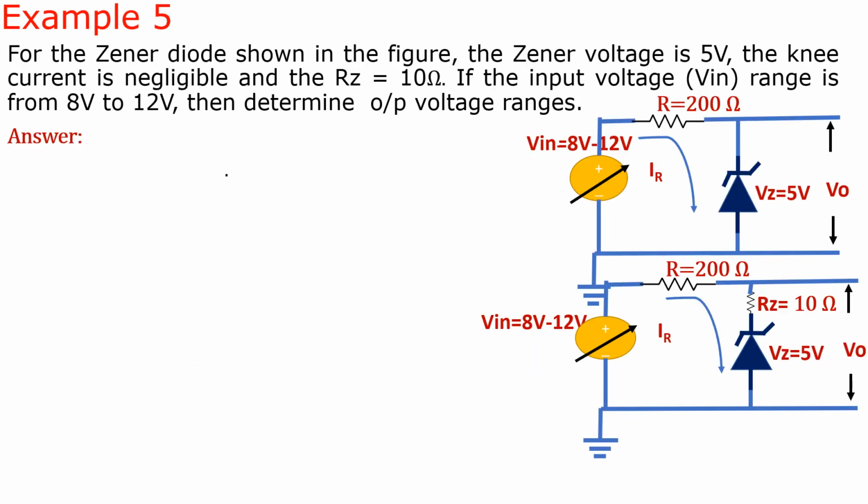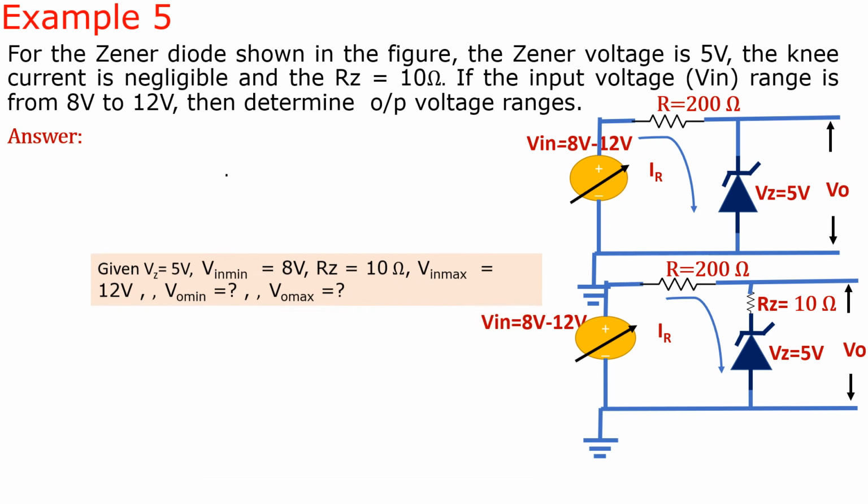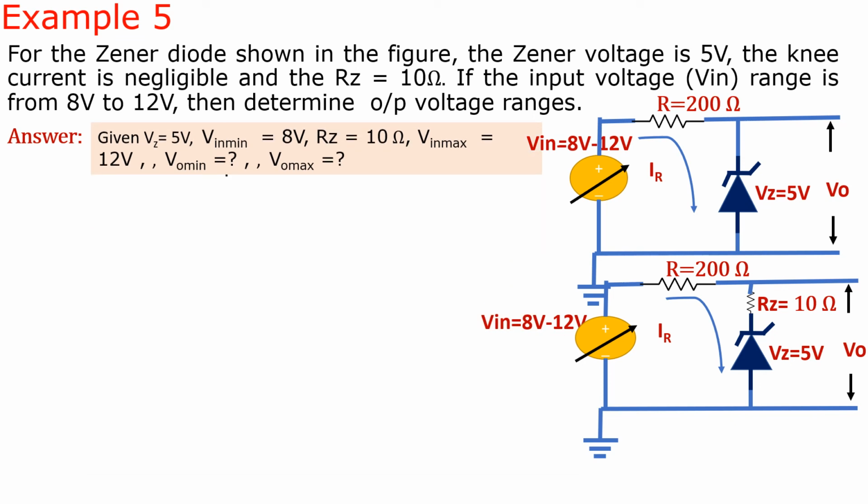Now consider one more example, in which the new thing this time is that the Zener series resistor is not 0, it has some finite value, it is 10 ohm. So for this case we will first list out the given parameters. The input voltage range is given, that means we know V in min 8 volt and V in max 12 volt. Vz given is 5, and we need to find out the output voltage range, meaning VO min and VO max.